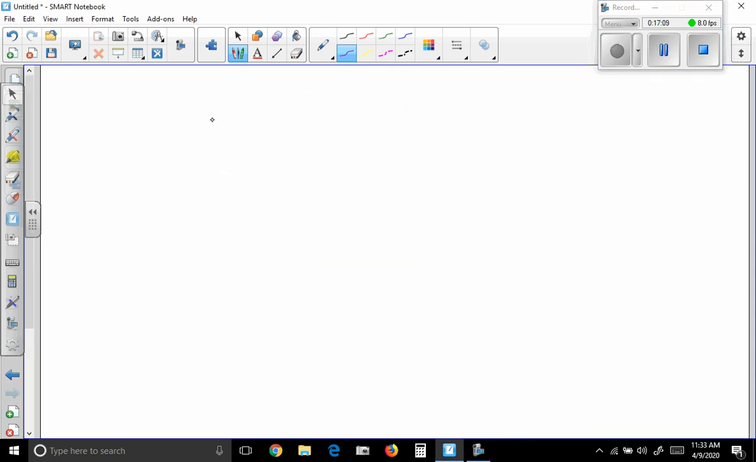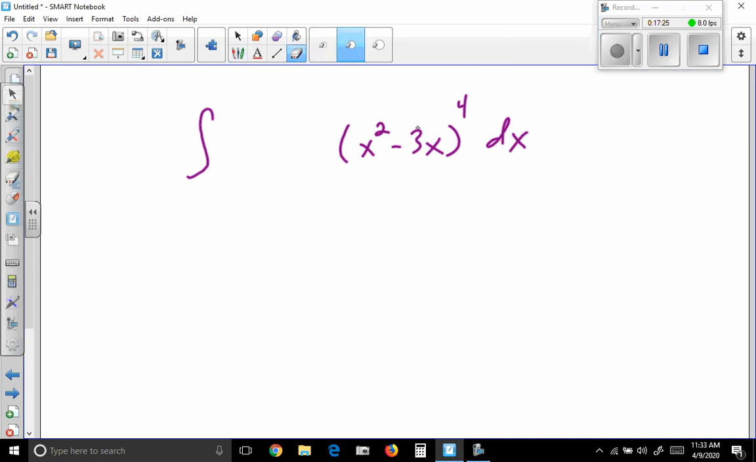All right, let's do the integral of, let's say, x squared minus 3x to the 4th dx. And out front, actually, let's make this, instead of 3x, let's make it 2x. And out front, let's call it x minus 1. So we have a couple choices on what we're going to pick for our u. We have something in parentheses here, something in parentheses here.